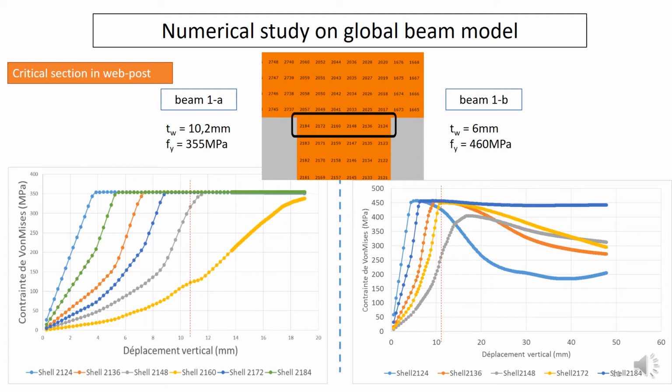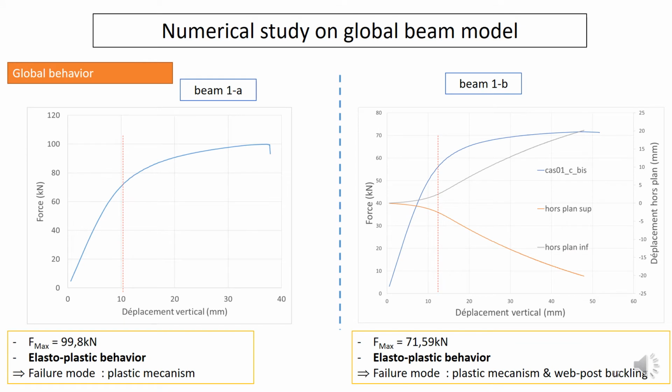Finally, we chose to mark the vertical displacement that corresponds to the plastic hinge or to the local buckling for the other case, which is around 10 and 10.5 millimeters. If now we look at the global behavior of both beams, it can be clearly observed that in both cases we have an elastoplastic behavior. In both cases, the instant of web post failure, around 10 millimeters, does not correspond to the maximum load failure, which suggests a post-critical strength.